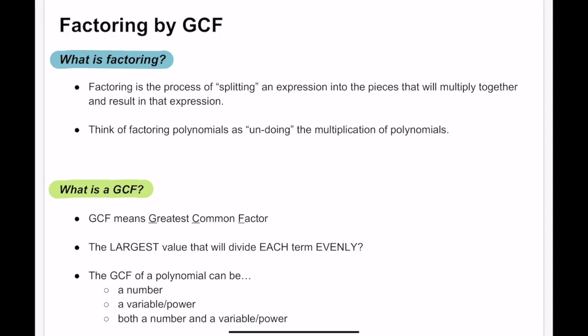And what is a GCF? A GCF itself means greatest common factor. Now, a greatest common factor is just the largest value that will divide each term evenly. So a GCF, a greatest common factor, can be a number, it can be a variable with an exponent or without an exponent, or it could be a combination of a number and a variable.